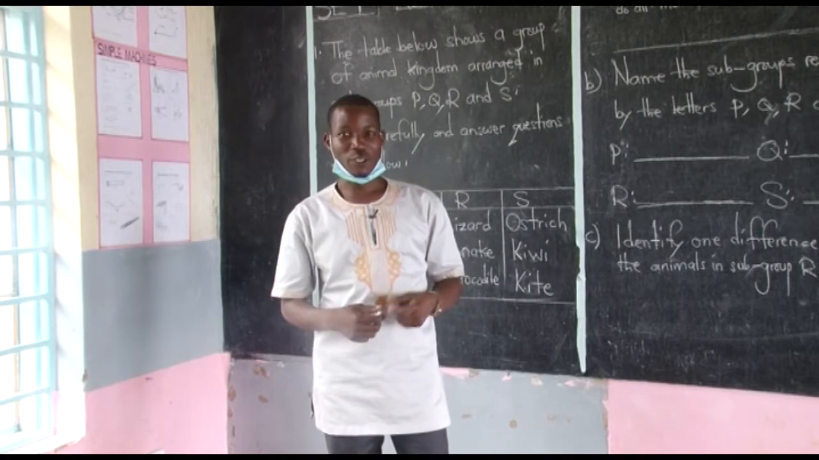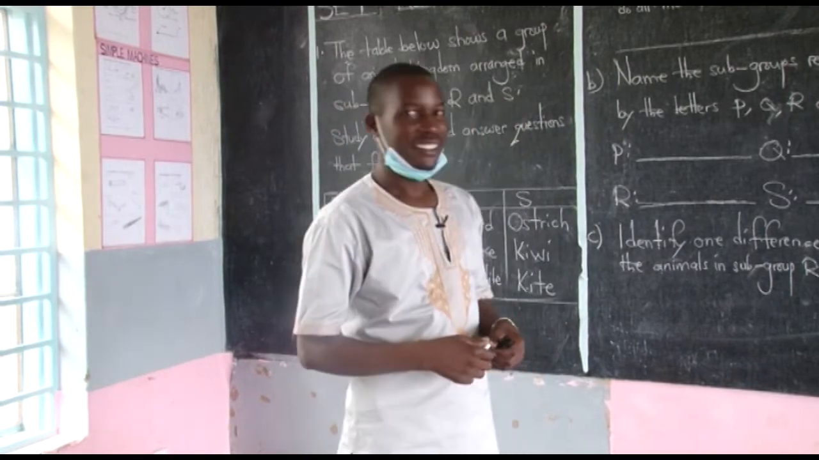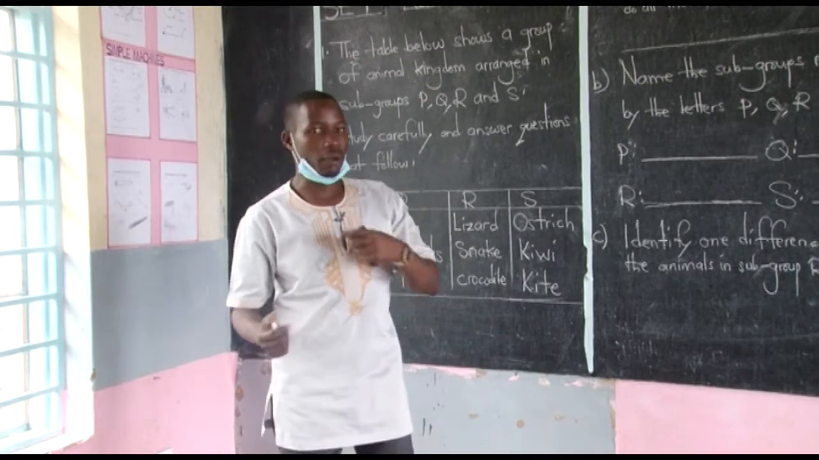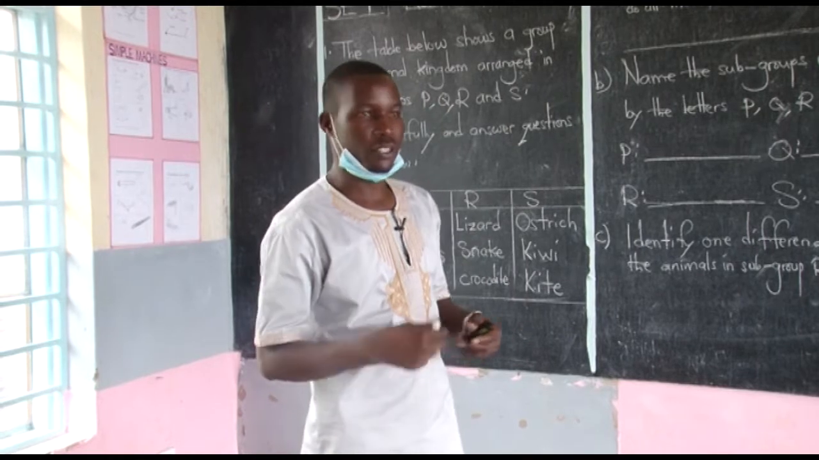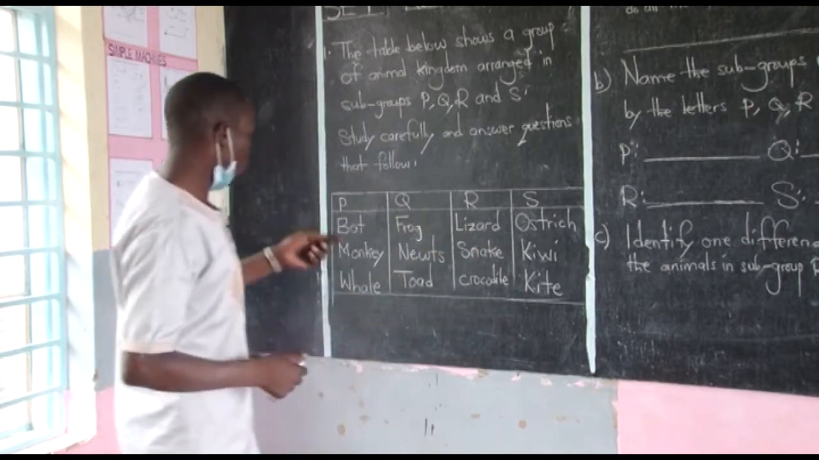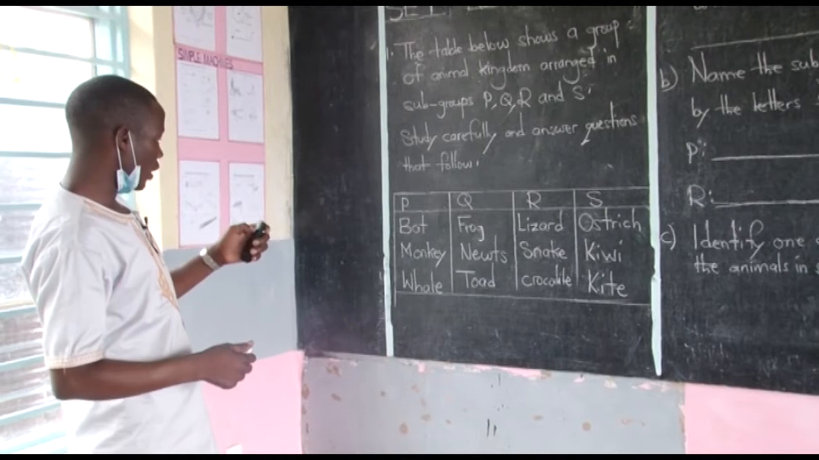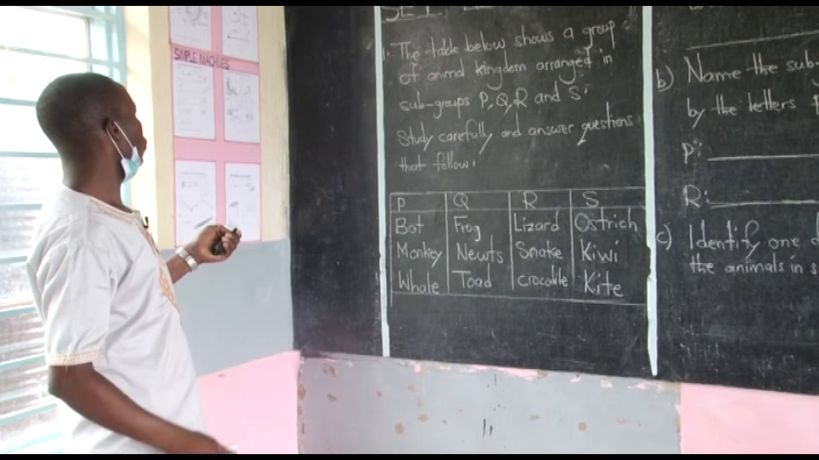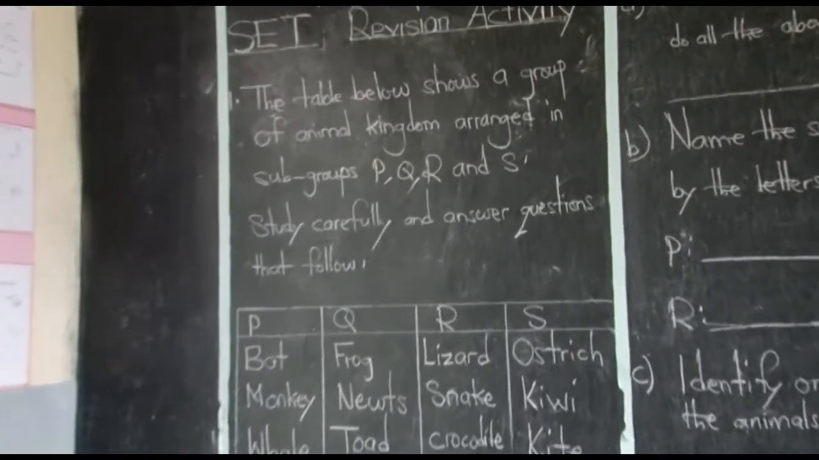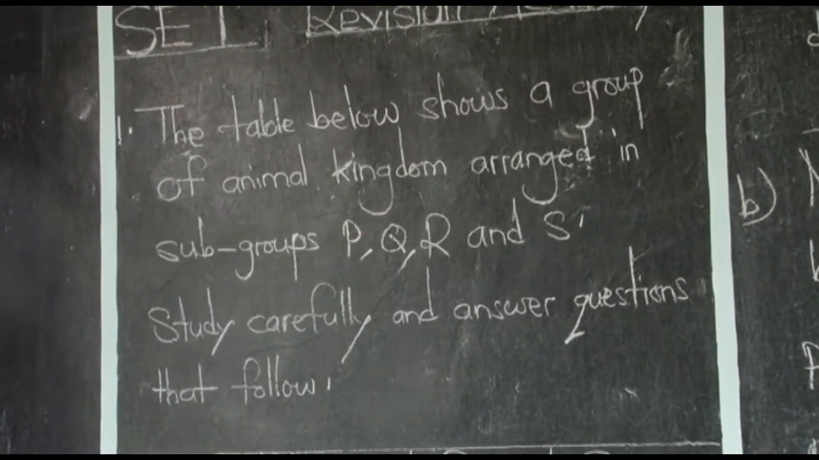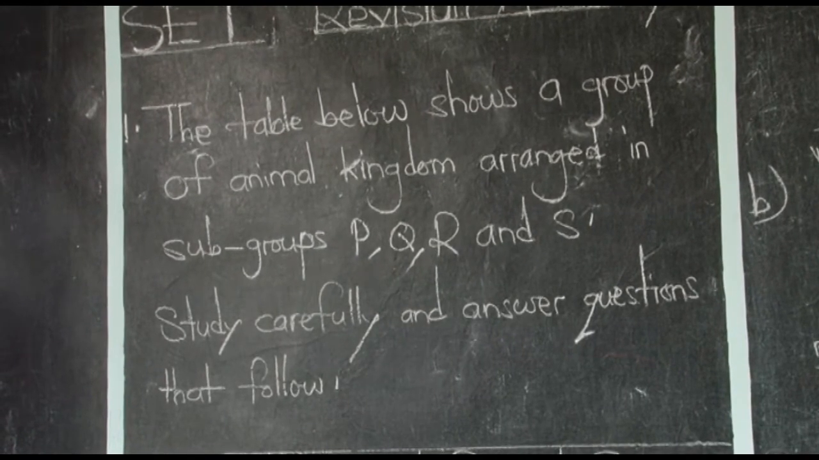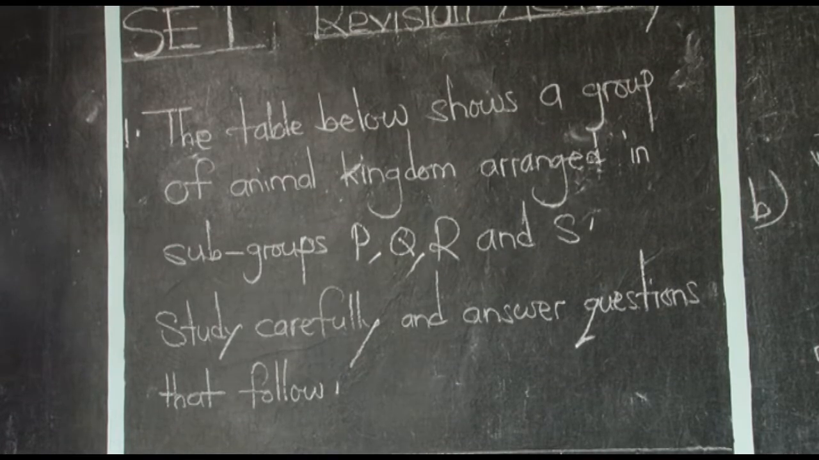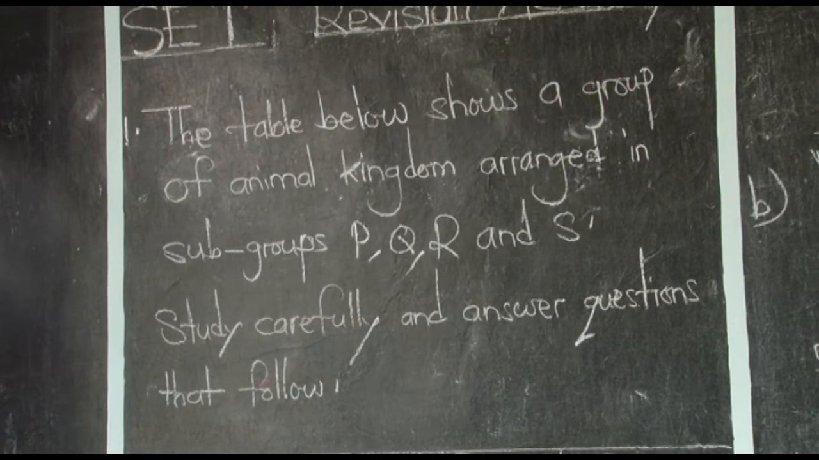Yes, as a science teacher, I'm back again, and we look at different activities from the work that we have been looking at in the previous sessions. This time, we want to move ahead and look at these questions for revision. The first question goes: the table below shows a group of animal kingdom arranged in subgroups P, Q, R, and S. We are asked to study carefully and answer the questions that follow.